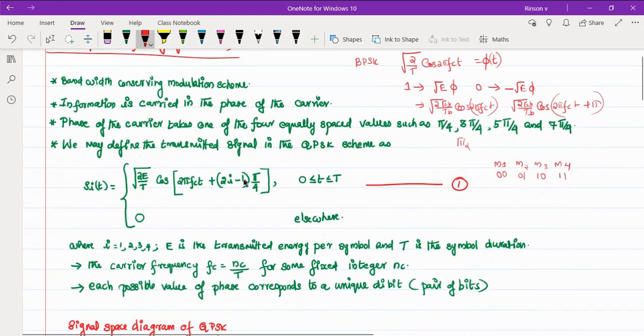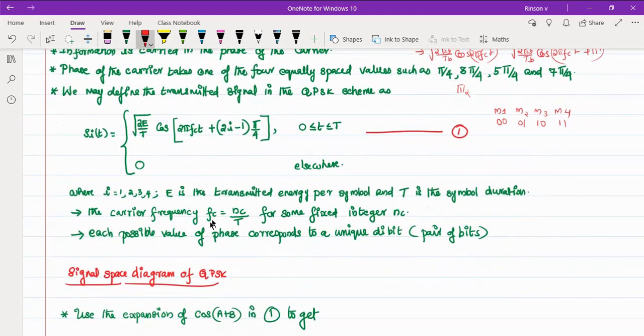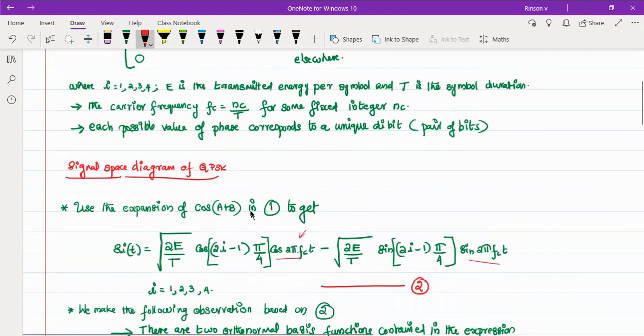Okay, so here I have Fc is equal to Nc by T, as we have already seen in the case of BPSK, just to ensure that you have an integral number of cycles in each symbol duration. Okay, so each possible phase corresponds to a unique pair of bits that we have discussed.